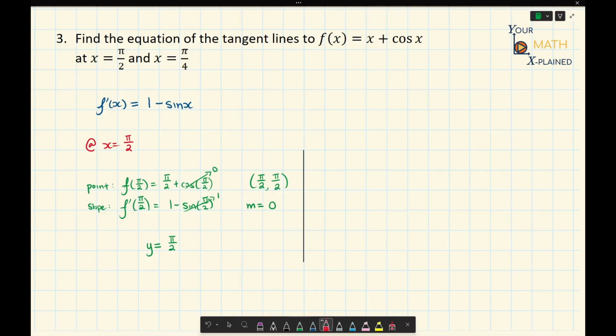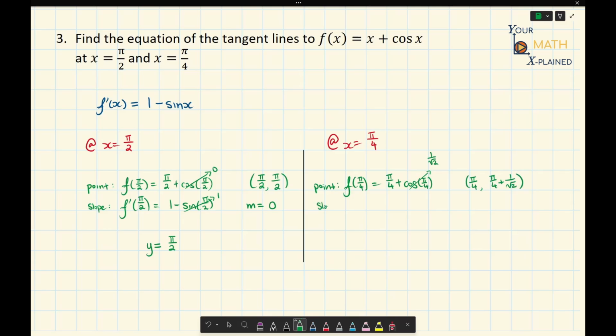We're going to do the same thing for the other x value. So at x is equal to pi over 4. Okay, so we're going to do the exact same thing. First, we're going to find the point by substituting in the x value into our function f. So f of pi over 4 is equal to pi over 4 plus cosine of pi over 4. Now cosine of pi over 4 is 1 over root 2. So therefore, our point is pi over 4, comma, pi over 4 plus 1 over root 2. So those are the x and y coordinates.